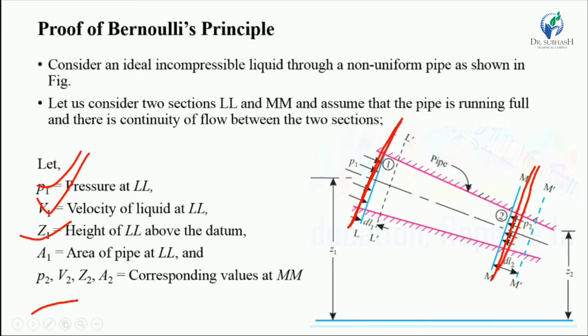Z1 is the datum height of the pipe center at section LL. Similarly, Z2 is the datum height of the pipe center at section MM. Okay. Now A1 is the cross section area of the pipe at LL, and A2 is the cross section area of the pipe at MM. Okay.